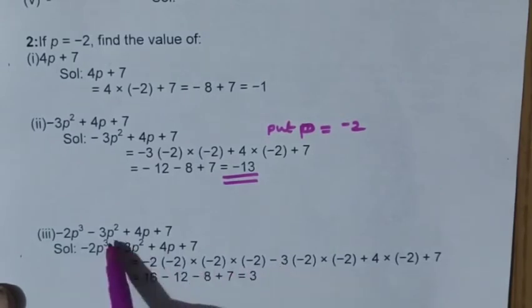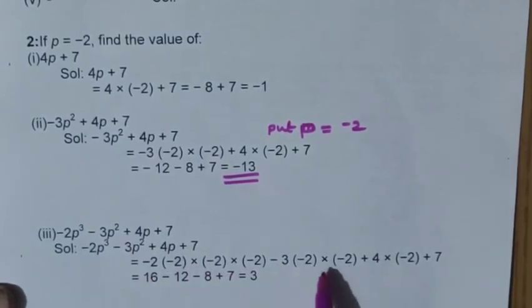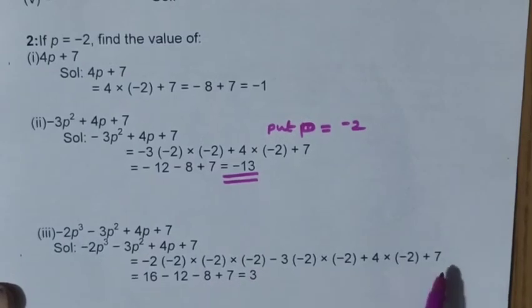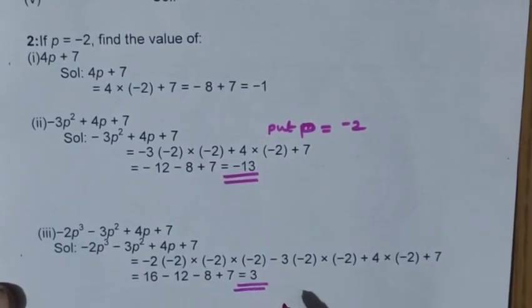Again minus 3p square. So minus 2 is taken 2 times. So minus 2 into minus 2 is plus 4. Minus 3 into plus 4, minus 12. Again 4 into minus 2, the answer is minus 8. Again the last term, plus 7. So after the simplification you will get the answer equal to 3.